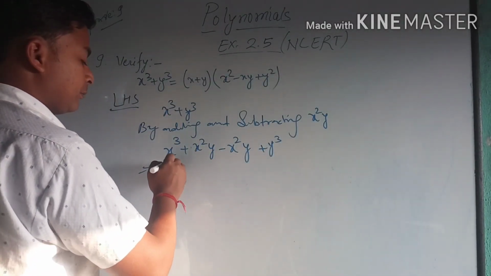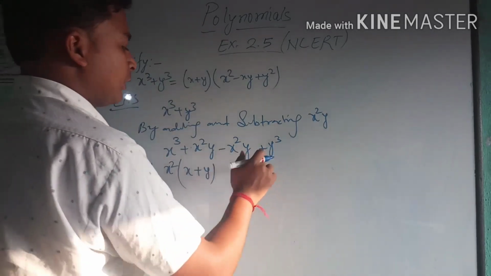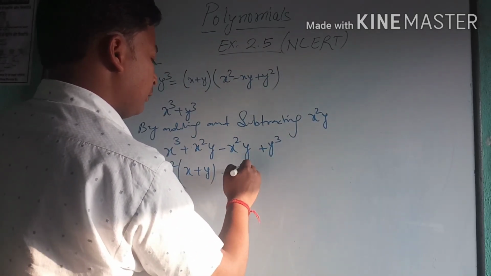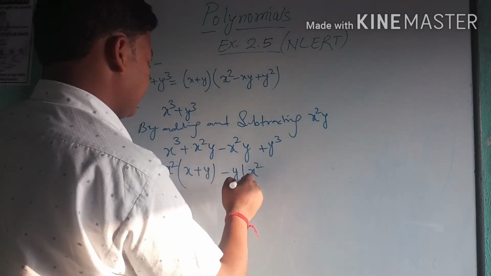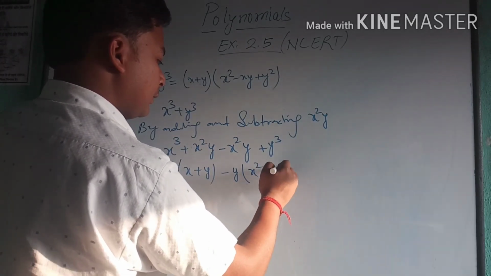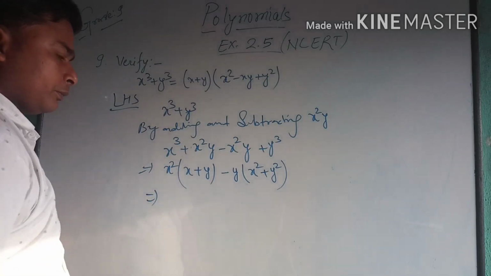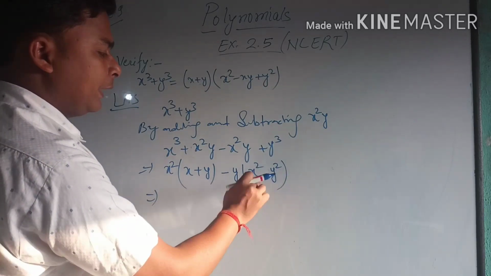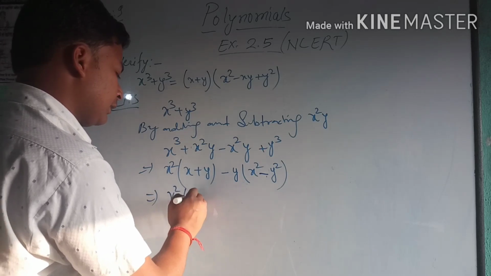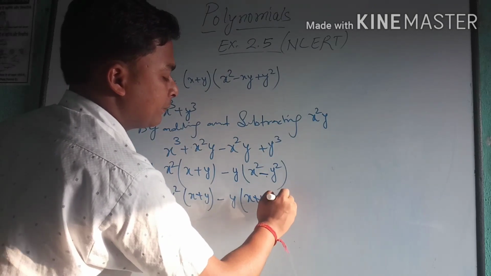What is common in both the terms? x square is common, so here it can be written as x plus y. In these two terms, what is common? y. So we can write minus y common, x square plus y square. Now here it is minus. If it is a square minus b square, we can simply write x square minus y square as x plus y into x minus y.